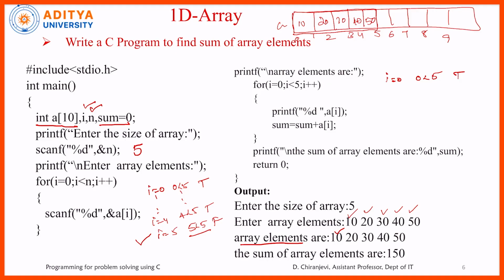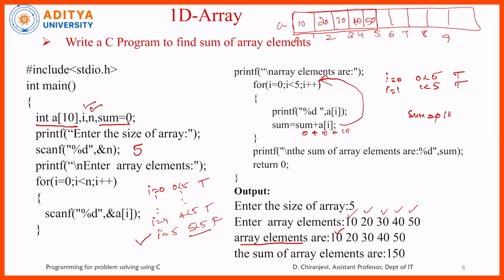After printing 10, you are finding the sum. The sum value you have declared here is 0. So 0 plus a of 0 value, that is 10, so overall you will get 10. So here I am writing the updated sum value: initially 0, now updated to 10. From here it goes to the update of the iterator. Now I plus plus, I value is 1, and 1 less than 5 is also true.